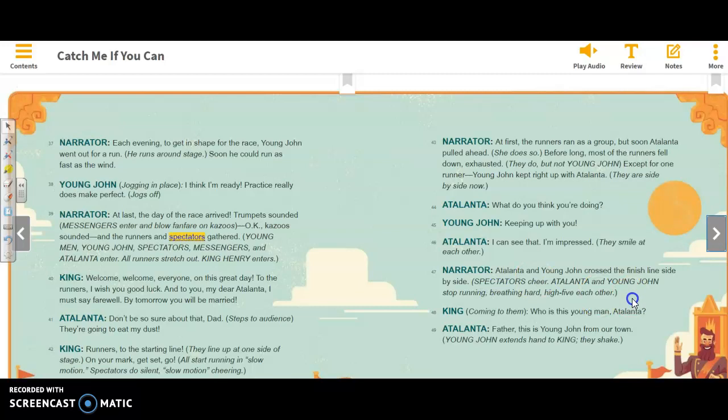So, reading plays is a little different than just reading a normal story that we might be used to seeing, or even a poem. But once you get the hang of it, you can picture it in your head and visualize it just like you can anything that you read.